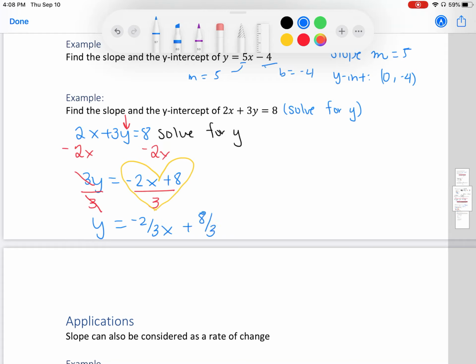So then now I can clearly highlight which one is my slope and which one is my y-intercept. And now I can answer my question. My slope is negative 2 over 3, and my y-intercept is the point (0, 8 over 3).